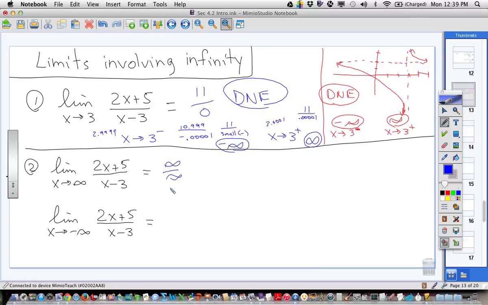Okay, listen. What we're really meaning, remember, x can't equal infinity. Okay, right? And so we can't really treat it like a number. But what we're saying is x is getting bigger and bigger and bigger. So this is getting bigger, and this is getting bigger. But the difference is, which one's getting bigger faster? The top. How much faster? 2 times.